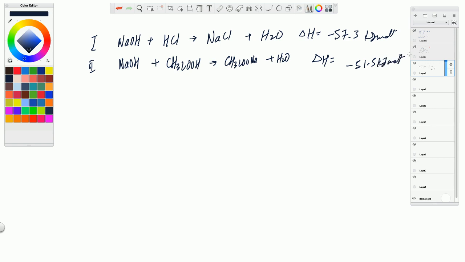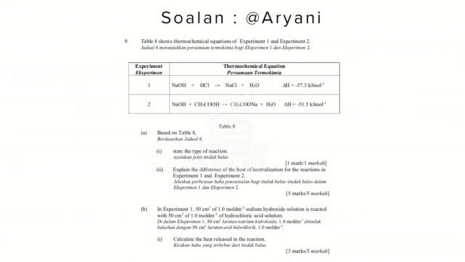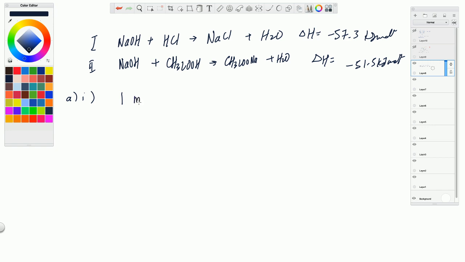Okay. State the type of reaction. So the type of reaction, you can say exothermic. You can also say neutralization. All right. Explain the difference of heat of neutralization for experiment 1 and experiment 2. Okay, now here's where you need to know the definition. The definition of neutralization is when 1 mole of water is formed from the neutralization of acid and alkali, you will get heat of neutralization, and that is always 57.3 kilojoules of energy released. Okay, so that is heat of neutralization.